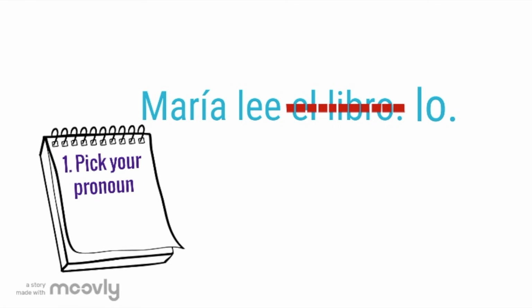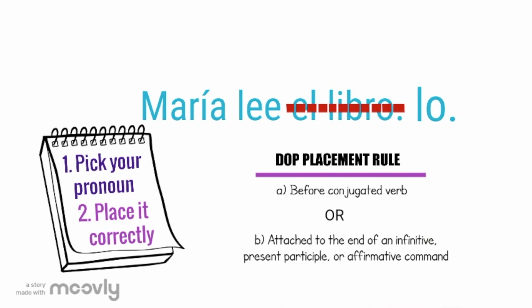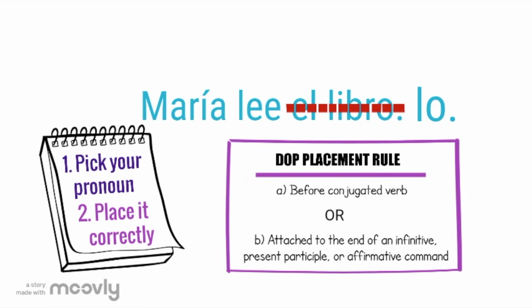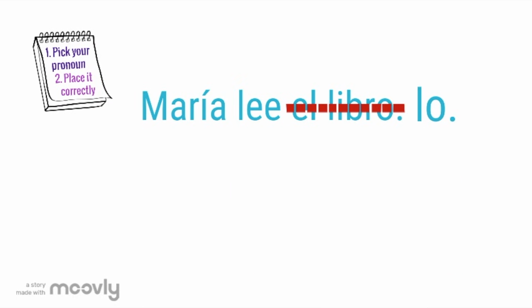The rule for object pronoun placement in Spanish is they can go either before a conjugated verb or attached to an infinitive, present participle, or affirmative command. See the description if you don't know or remember what these are. This rule is super important, so definitely write it down. So let's place this pronoun. This sentence is very basic. We don't have much of a choice.